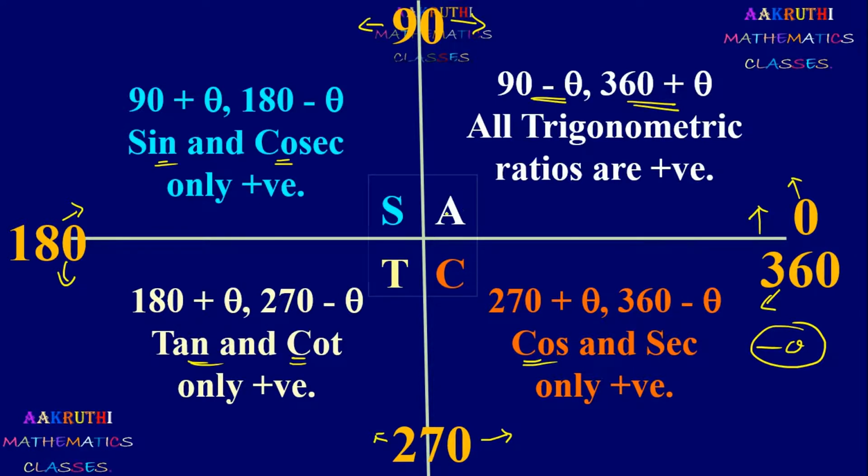So we get ASTC: in the first quadrant all are positive, in the second quadrant only sin is positive, in the third quadrant only tan is positive, and in the fourth quadrant only cos is positive. So remember this ASTC rule.